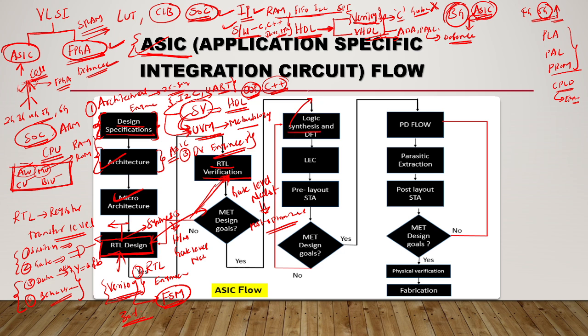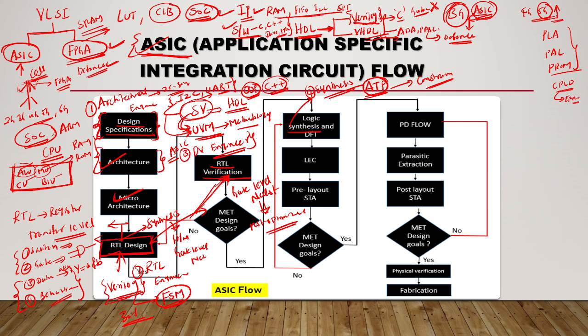Who are the synthesis engineers? These engineers will work under constraints, which are nothing but ATP: area, time, and power. These are what we call constraints. For VLSI, area should be less, and timing should be as fast as possible, so timing should be less.